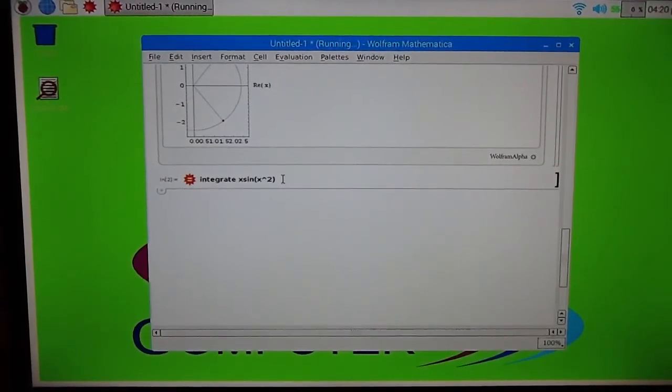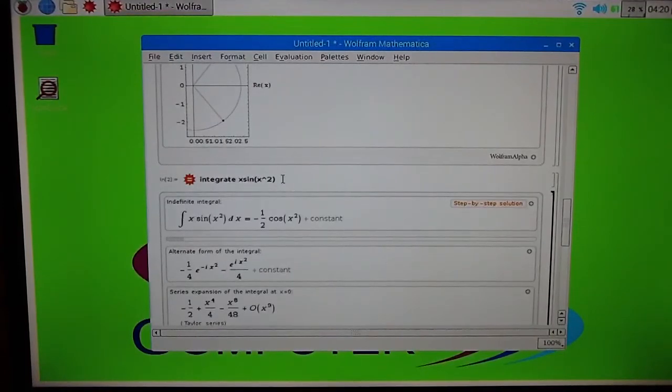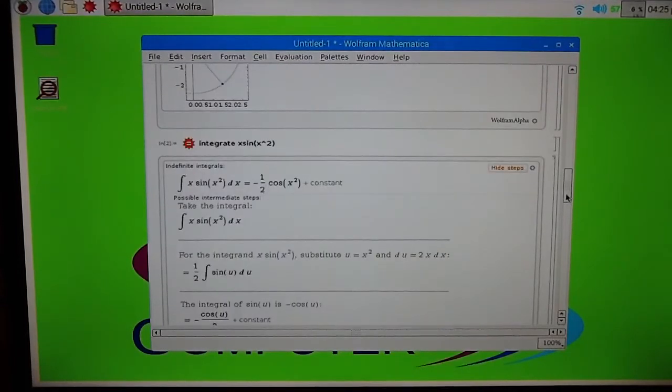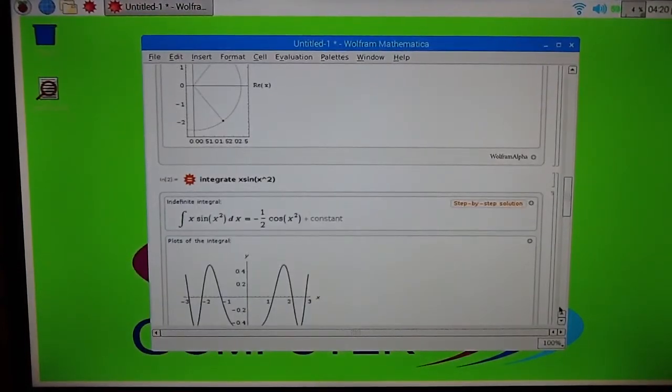And then it's going to go off and do this. Now it's running, and it's a bank of computers somewhere. And by the way, it does it pretty fast. It sends you back the answer and it tells you here's the answer. The answer is minus 1/2 cosine of x squared. And of course, it solved the problem for you.